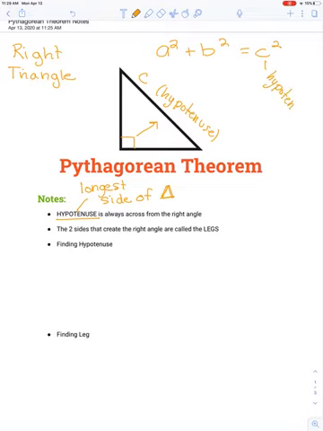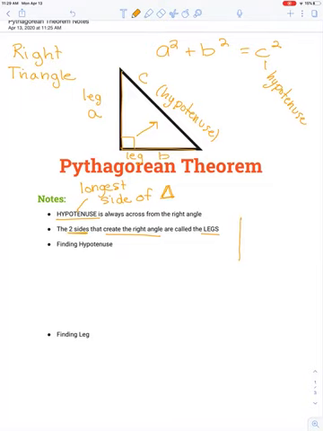Alright, so now let's look at the other two, A and B. Well, the two sides that create your right angle, so here's your right angle, so here's one, and here's one. So here's your two sides that create your right angle. These are called your legs. These are your legs of a triangle. You can go either way. One leg is going to be your A side, and the other leg is going to be your B side.